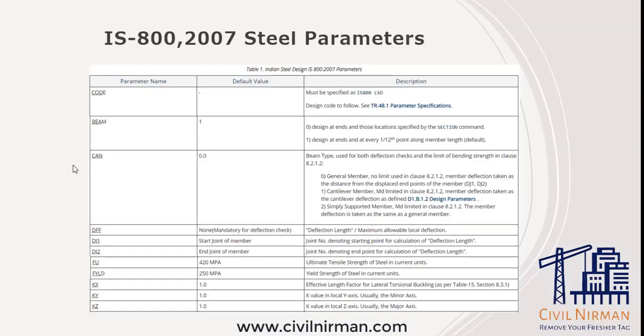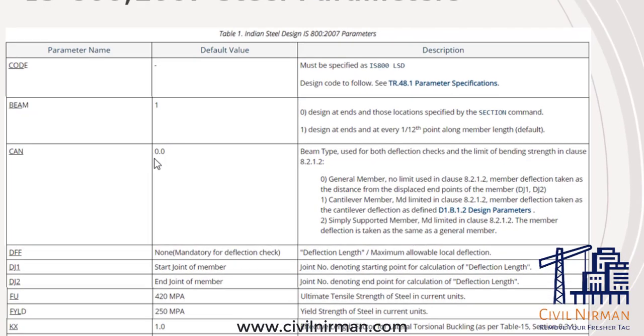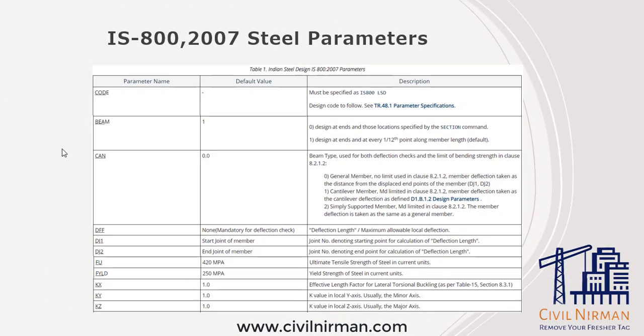Next in line we have the CAN command. For the CAN command, we have 3 options. The default value is 0, that defines it as a general member. The next is 1, that is applicable for a cantilever member, and the next value 2 is for a simply supported member. Now the CAN command is very important and can be tricky. So when do we assign the cantilever portion? This parameter is applicable for both the deflection check and also for defining a limit for the bending stress as per clause 8.2.1.2.